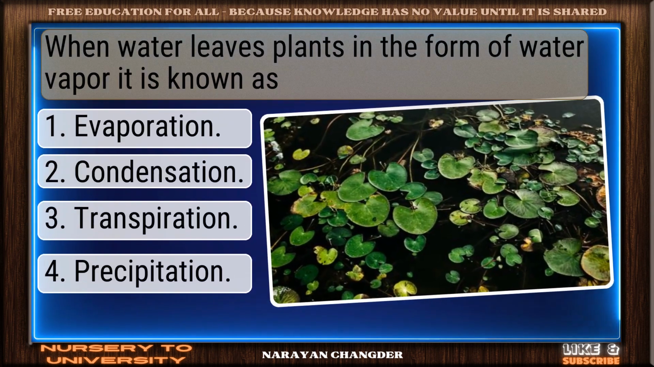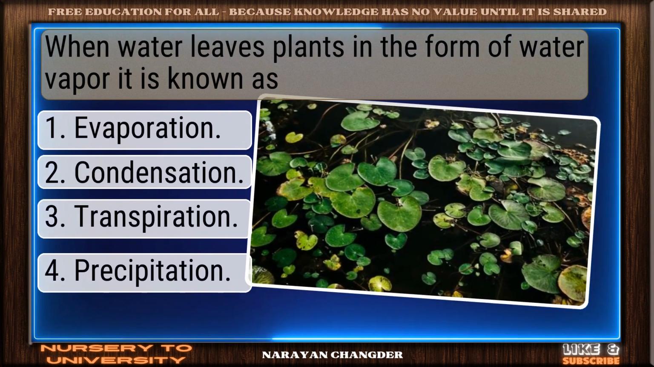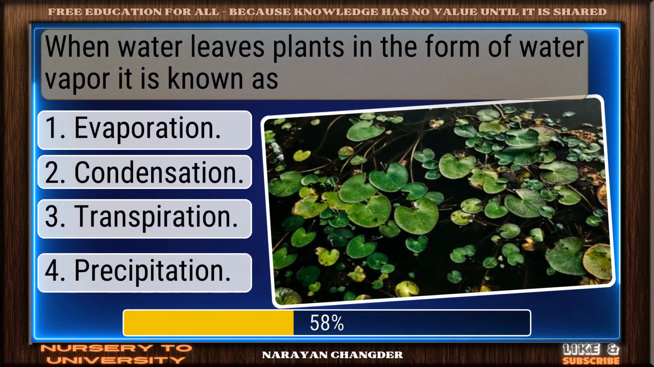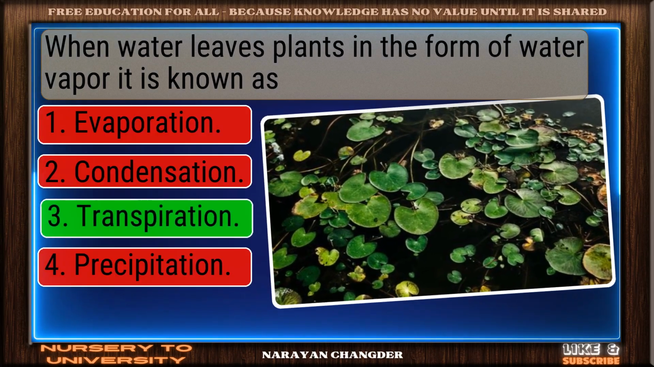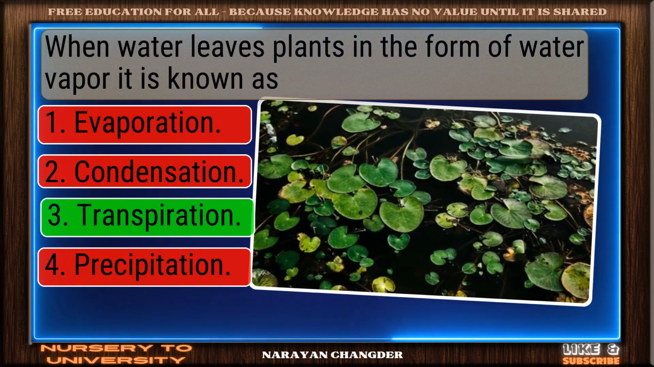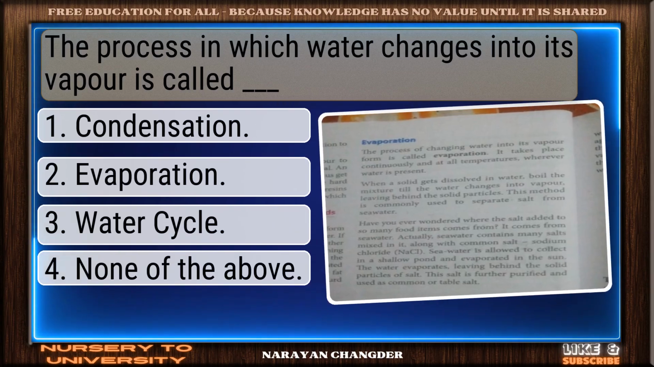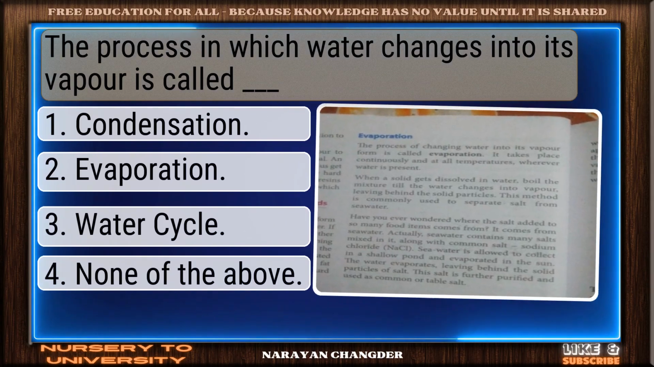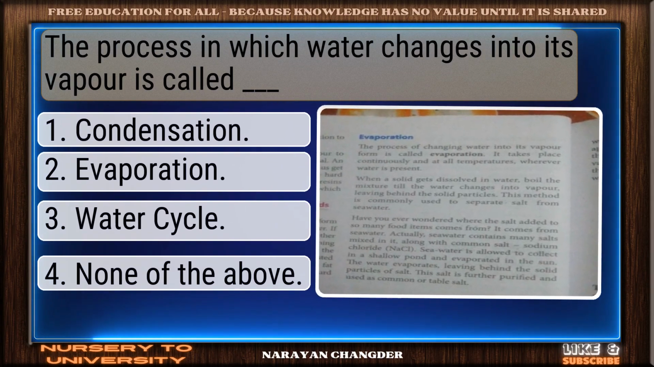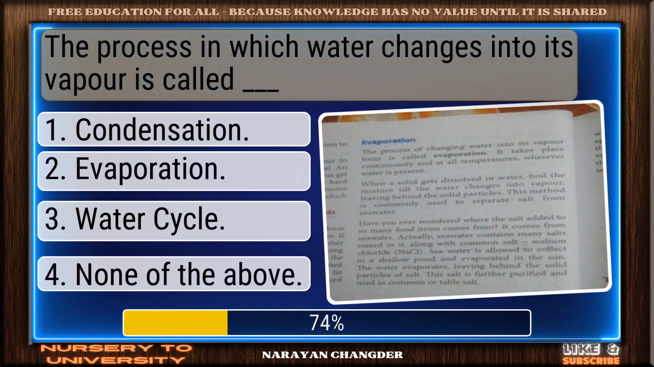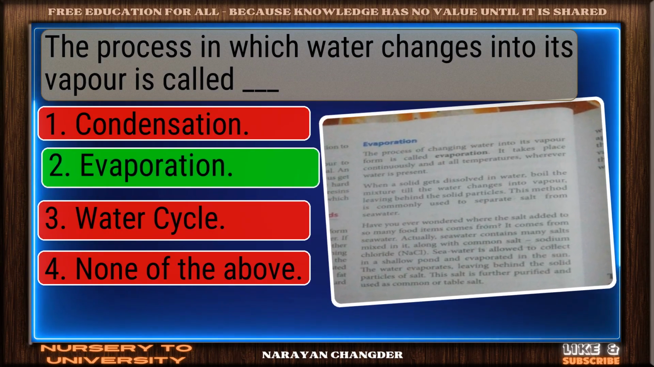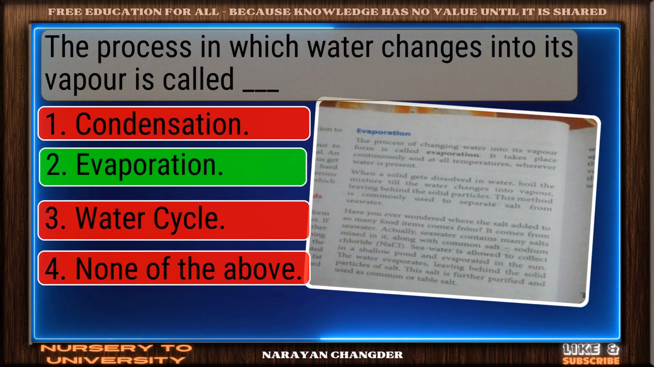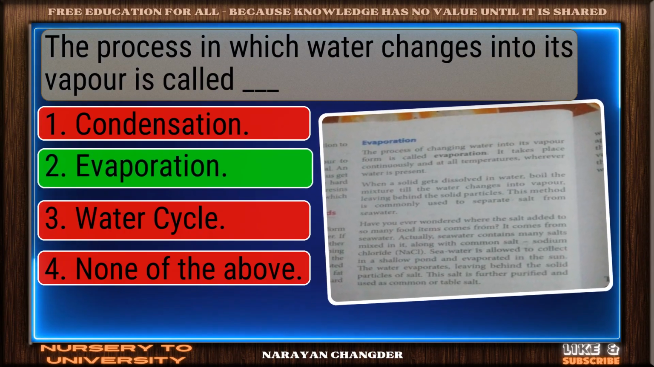When water leaves plants in the form of water vapor, it is known as. Great job. Transpiration is the accurate answer. The process in which water changes into its vapor is called dash. Excellent choice. Evaporation is the right answer.